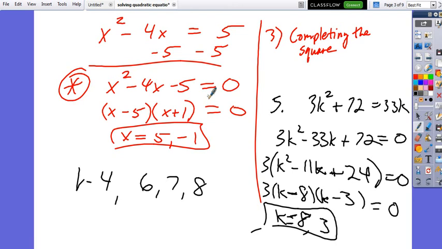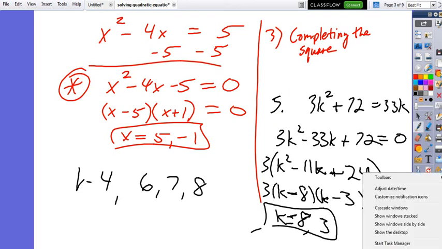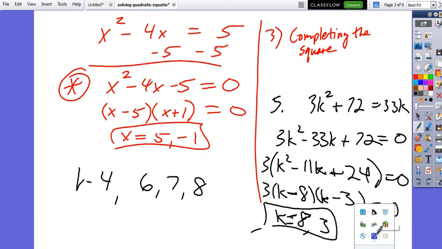Now, I've got another example up here, number 5. This is actually from our worksheet that we're going to work on. So I'm going to get that out now. I'm going to pass that out, and then we'll go over number 5.